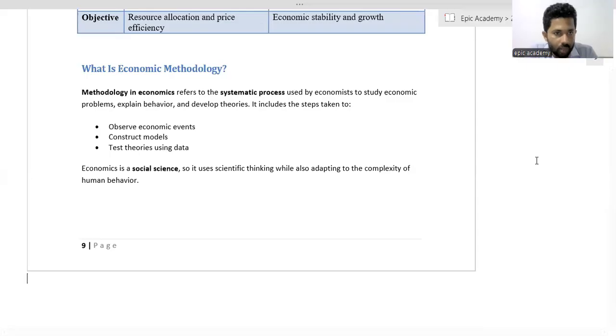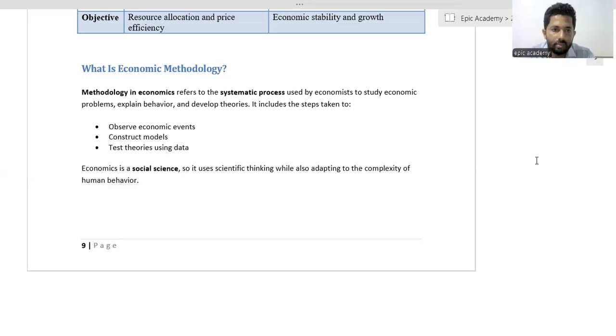Right. Now we are going to identify the methodology which we are going to use related to the subject of economics. Okay. So why do we need methodology? We already identified that economics is a social science. It is not a natural science. If it were a natural science, we could use scientific methodology to understand the components or any kind of concept related to the subject of economics.